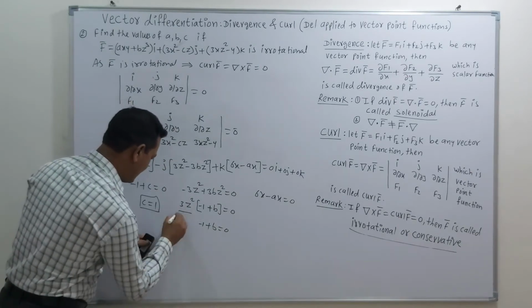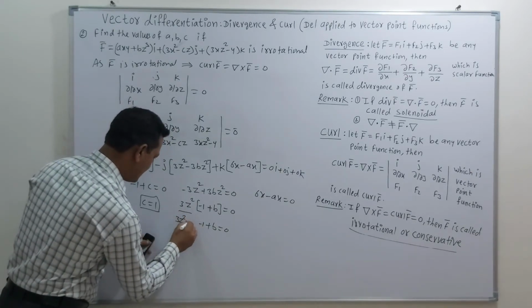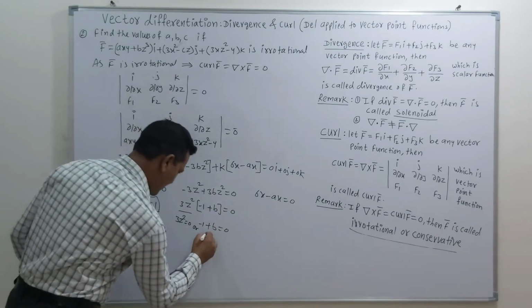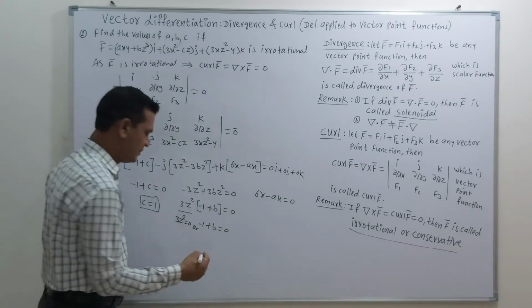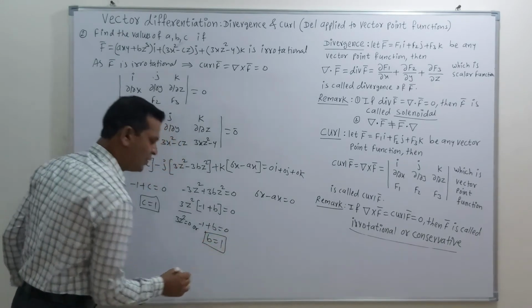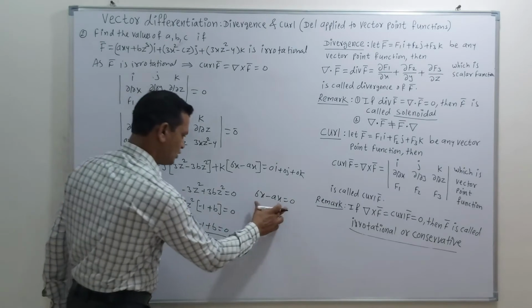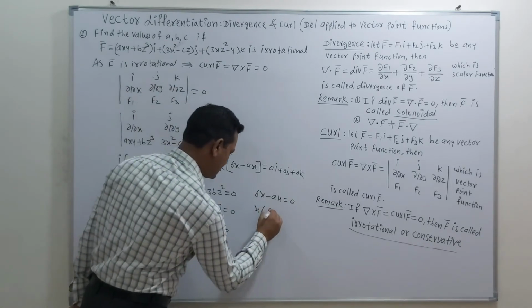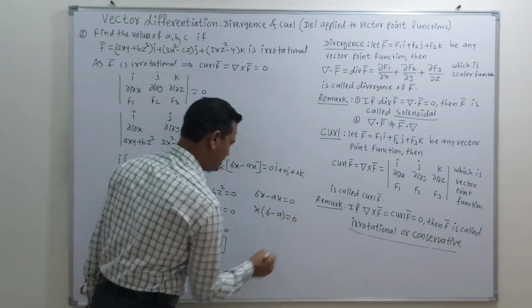So that means we can write this as 3z squared is equal to 0, or we may write this as minus 1 plus b is equal to 0. And our aim is to find the value of constants a, b, c. So here again we get the value of b is equal to 1. Now again try to solve this equation. So here x is common, so we get this as 6 minus a is equal to 0.